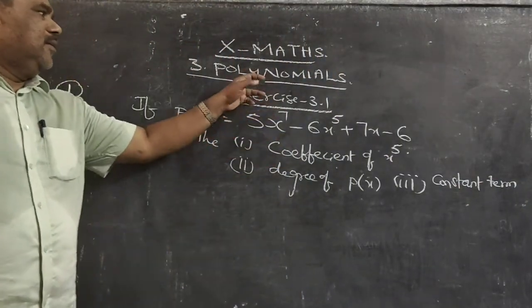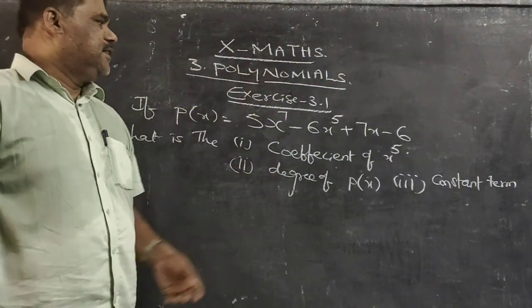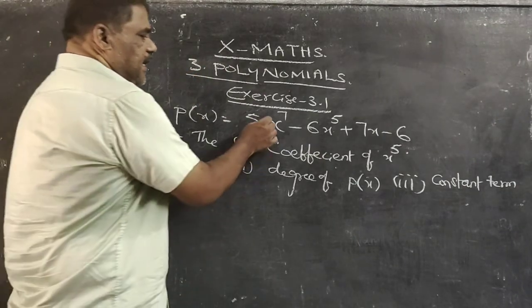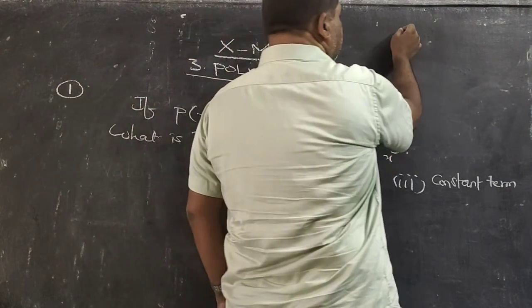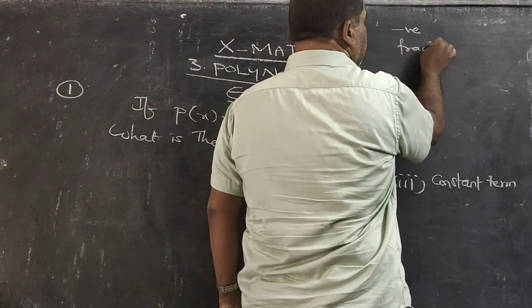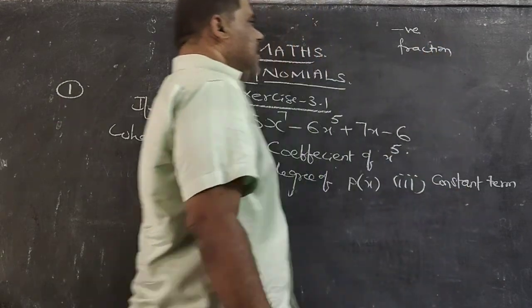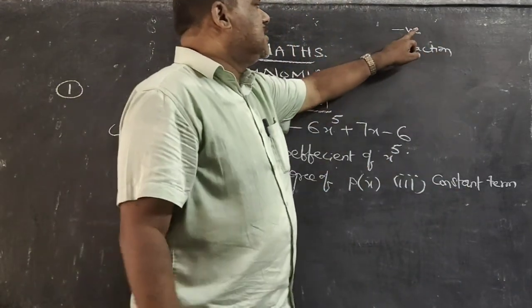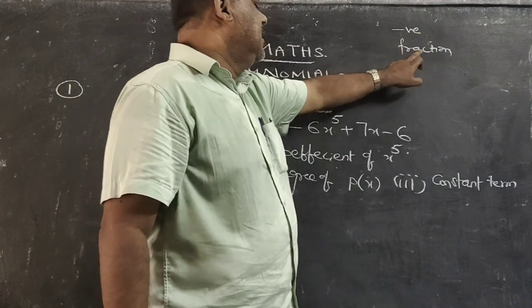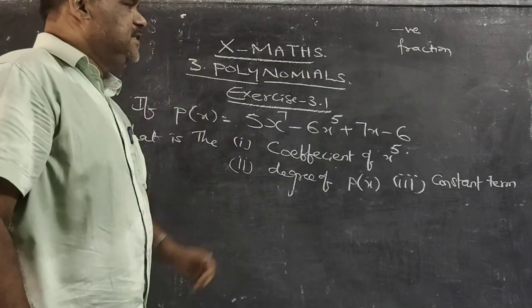So here in polynomials, we already studied in 9th class. Polynomial means in any expression the x power should not be negative and it should not be a fraction. If the degree of the variable is not a negative number and if it is not a fraction, then it is called a polynomial. Otherwise it is not a polynomial.